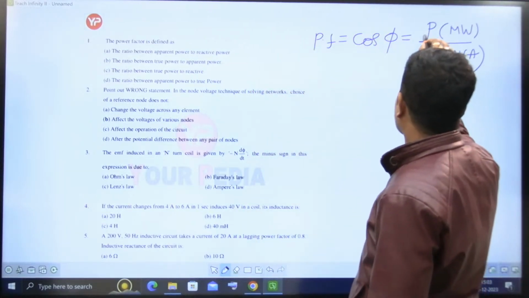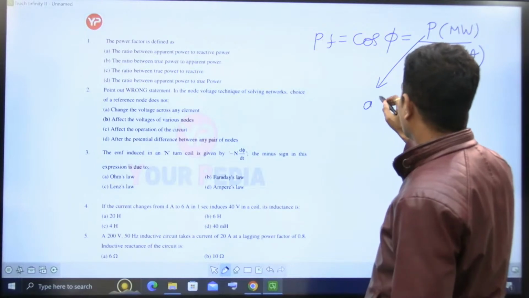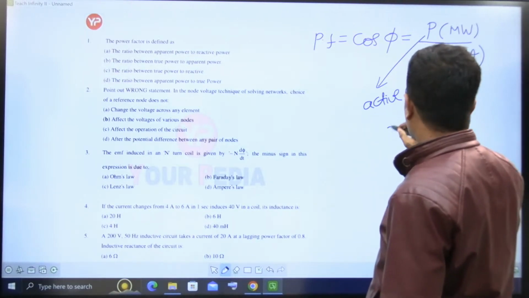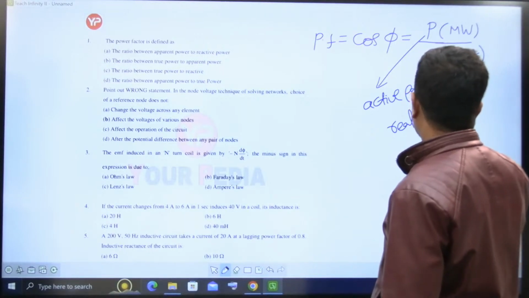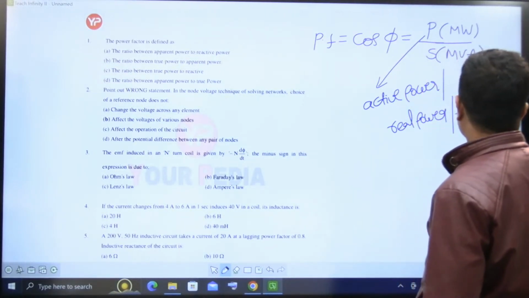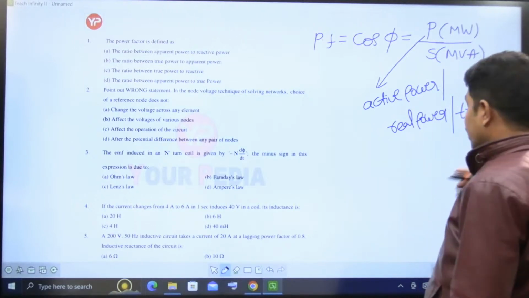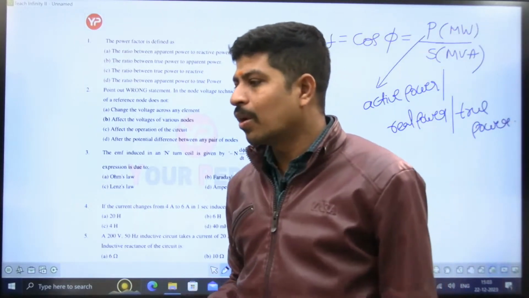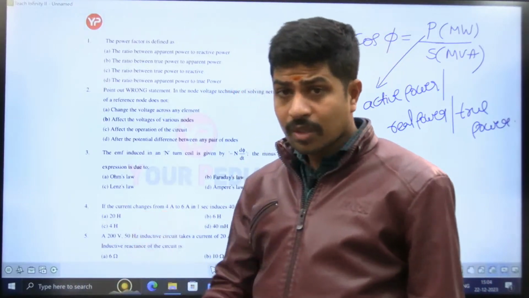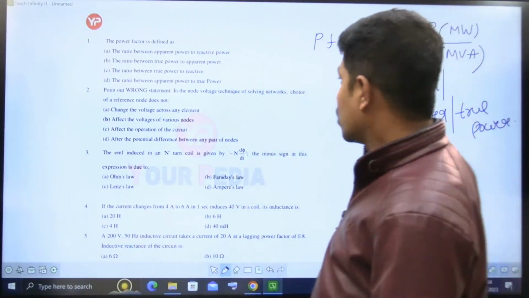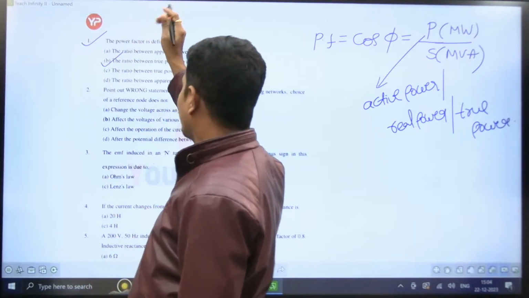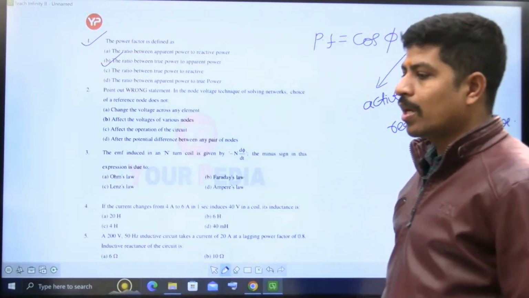This P is also called active power, or real power, or true power. Please do not get confused with the terminology. Some of you may not know that it is called true power. Please know that it is also called true power, right? So the option is the ratio between true power and apparent power. Question number one, the option is B.